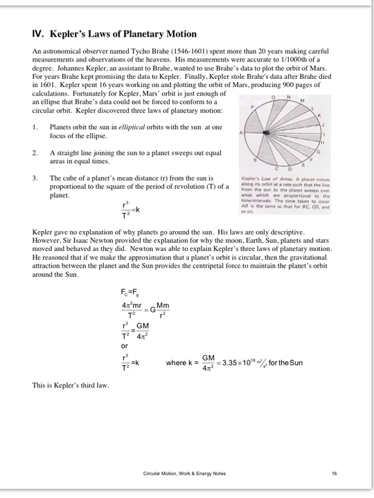So again, if this was 1 day, and this is 1 day, this is 1 day, the areas here are the same. The cube of a planet's mean distance from the sun is proportional to the square of the period of revolution. We just calculated that using our formulas.